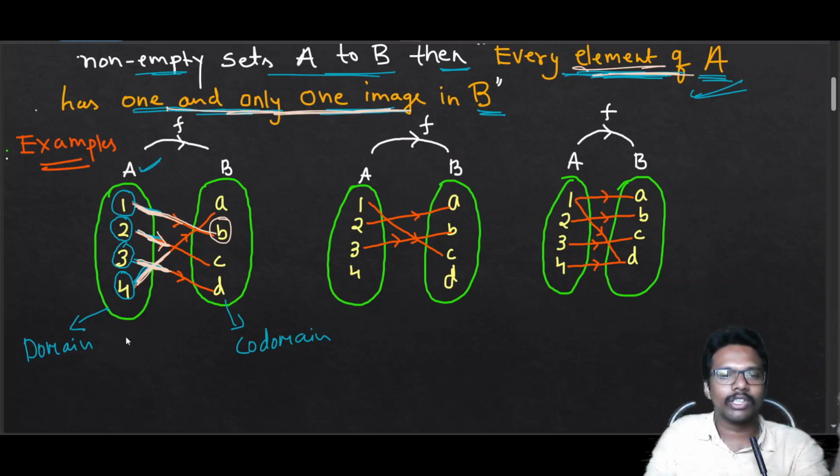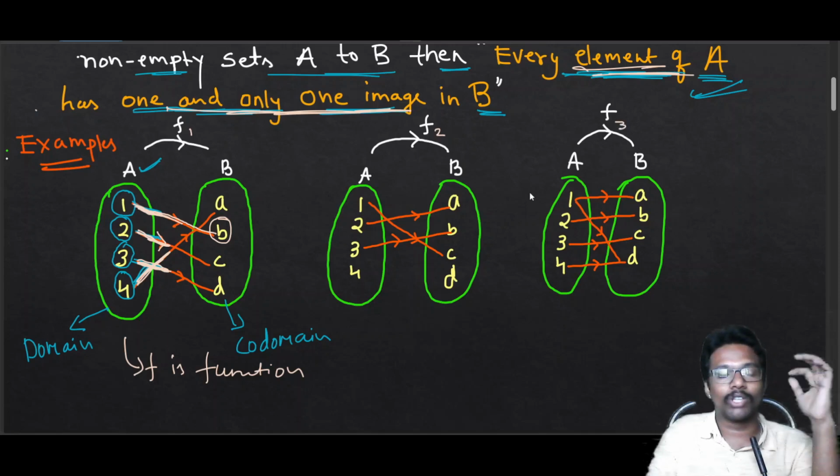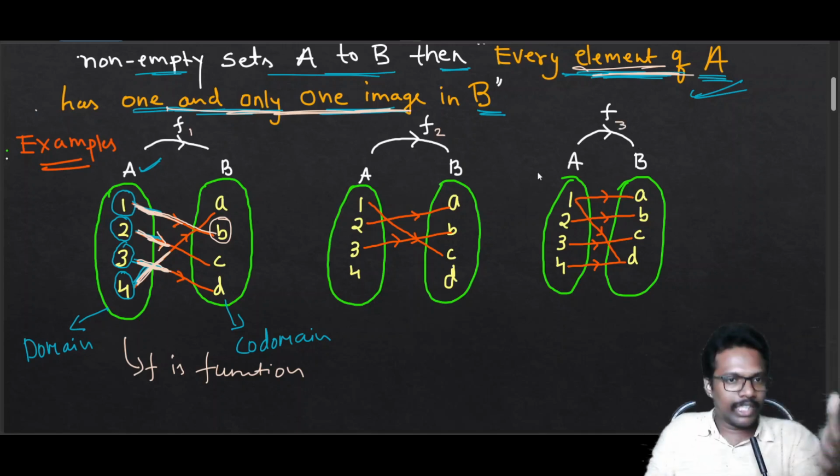So we can call this f a function. I will call it f1, then f2, f3, so there will be no confusion for us. Now here f1 is a function because it satisfies two conditions. Every element of A is used, and each has one and only one image in B. I hope you understand this example.